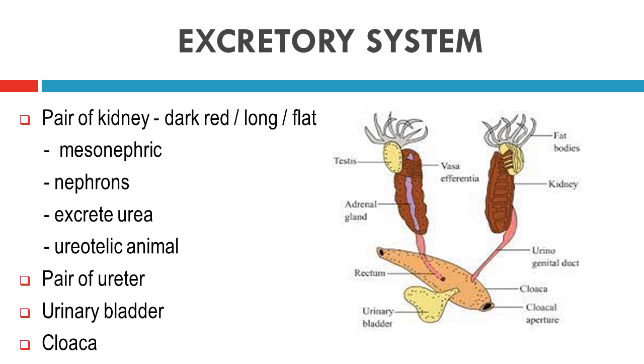Then this urea is left into the urinary bladder. There it is stored, and through the cloaca it will be eliminated out, right? So that is the excretory system of frog.